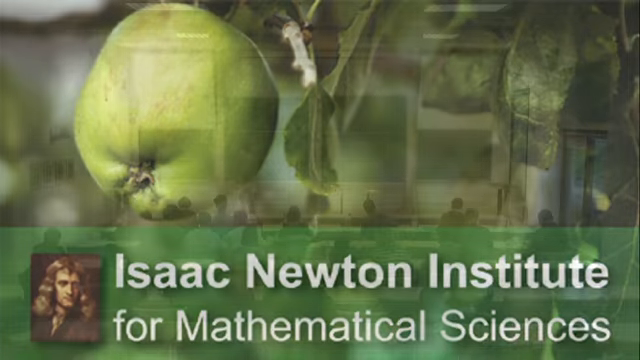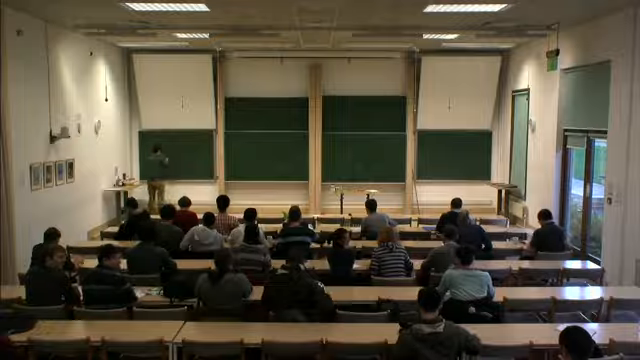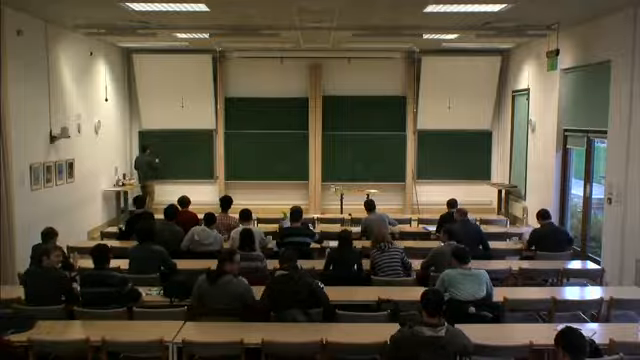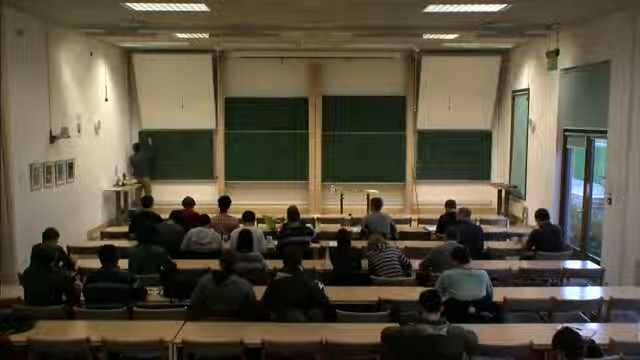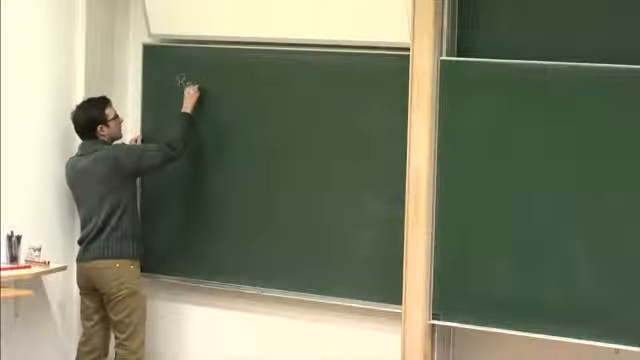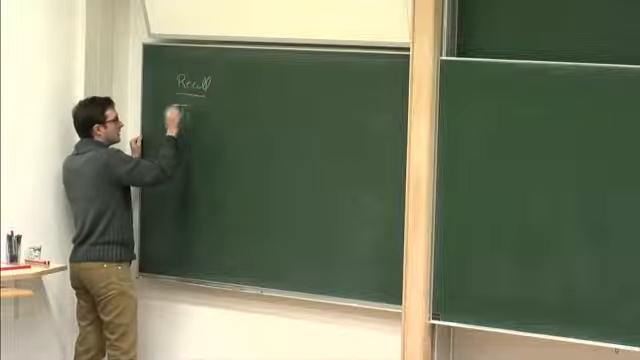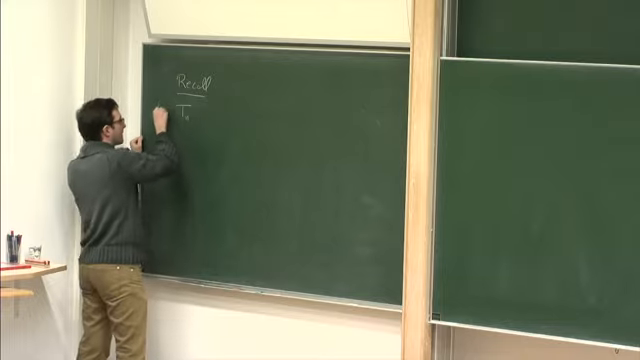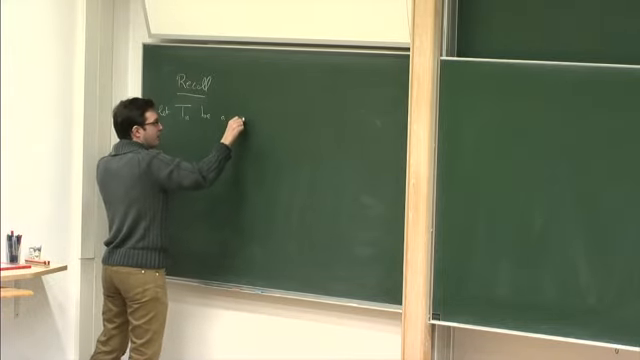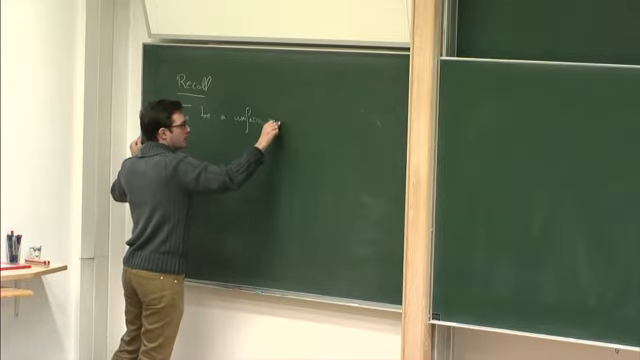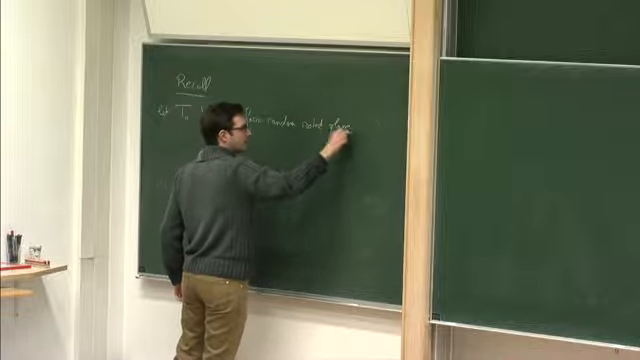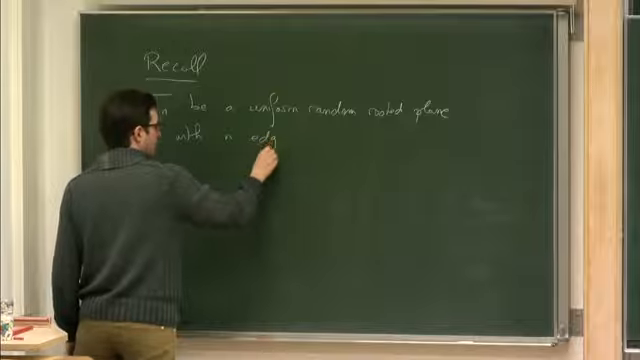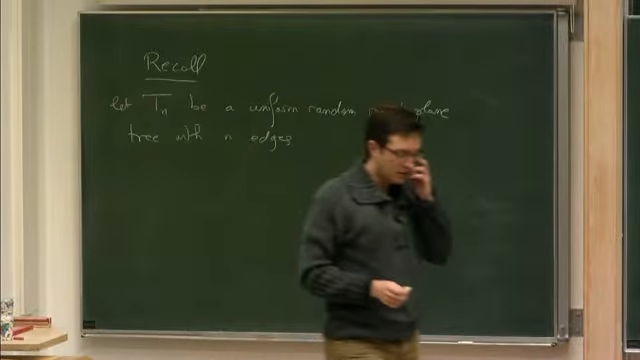So let me recall where we were getting at last time. We are now interested in the scaling limit of random trees. Remember that Tn denotes a uniform random rooted plane tree with n edges. Okay, and there are Catalan n many.